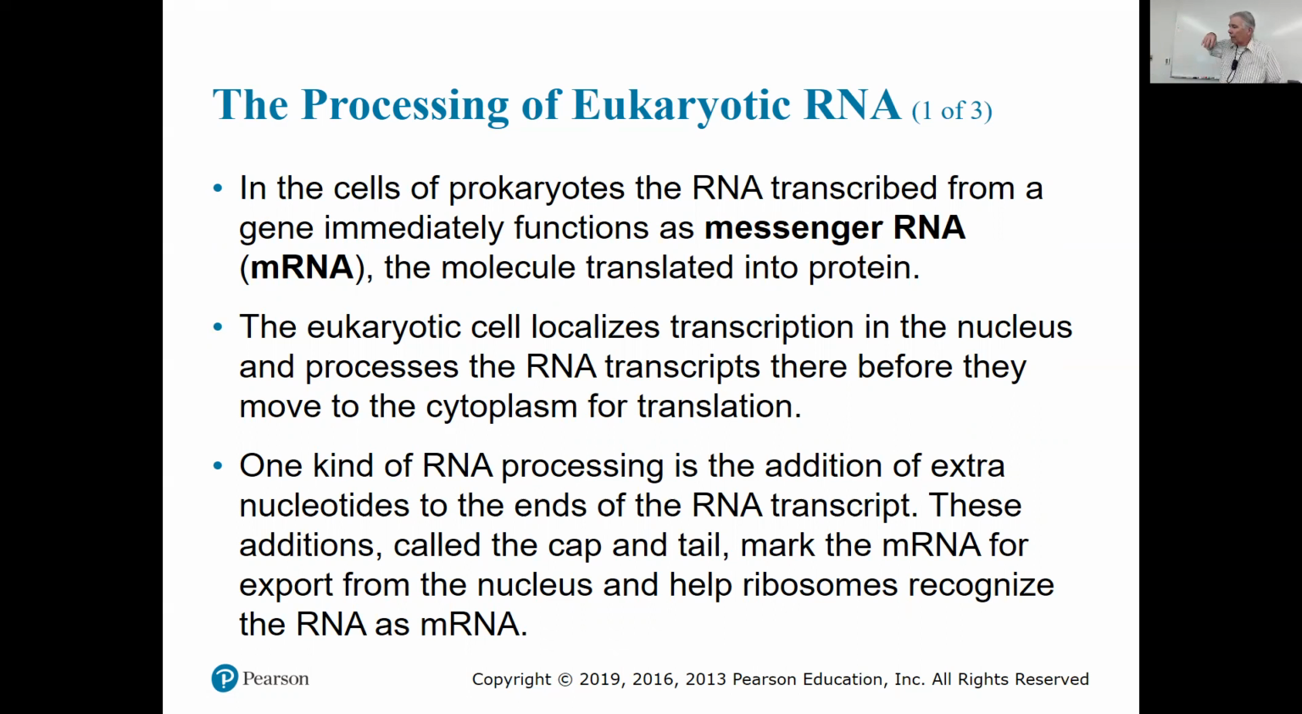So this is called RNA processing, turning a primary transcript into a mature mRNA molecule. One kind of RNA processing is the addition of extra nucleotides to the ends of the RNA transcript. It's called the cap and the tail. It marks the RNA for export from the nucleus and helps the ribosomes recognize the RNA as mRNA. All right, so we have a cap and tail.